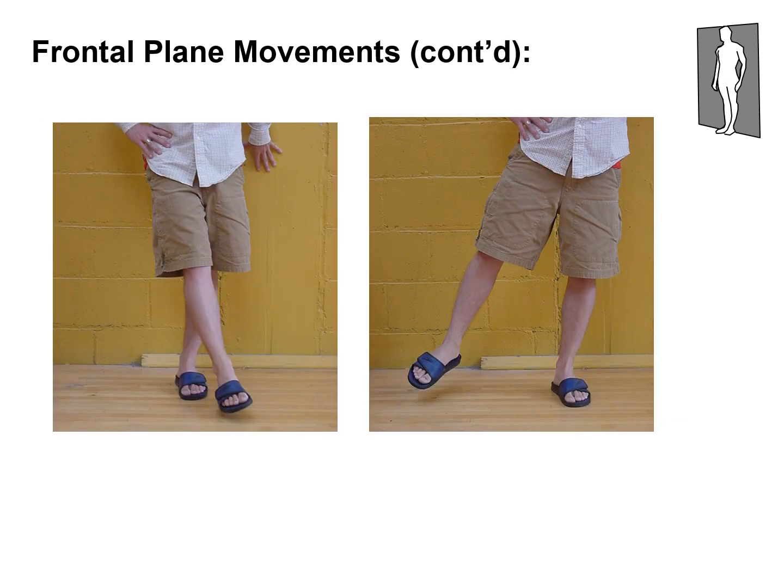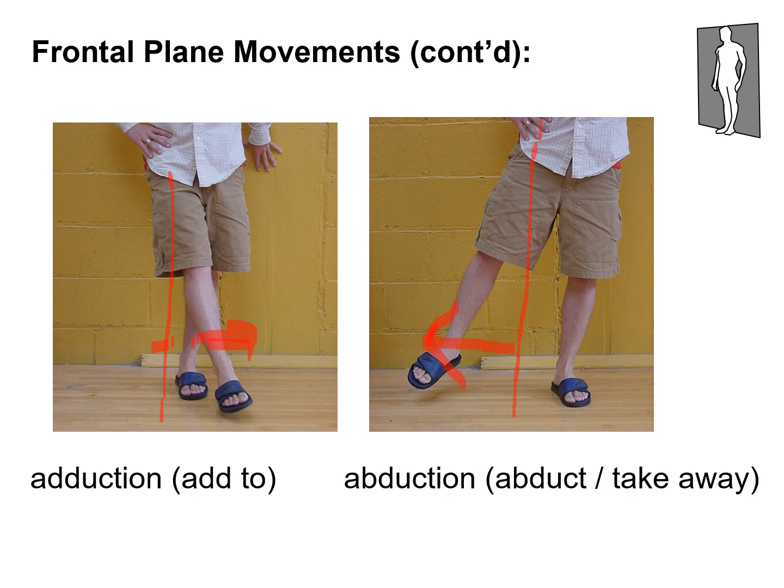So here we have, let's pretend that he started at anatomical position and he brought his leg to the midline of his body. He is doing adduction. He's adding to. Then, if once again we're starting, he was in anatomical position and he's taking away his leg here, he's doing abduction. He's taking away that leg.